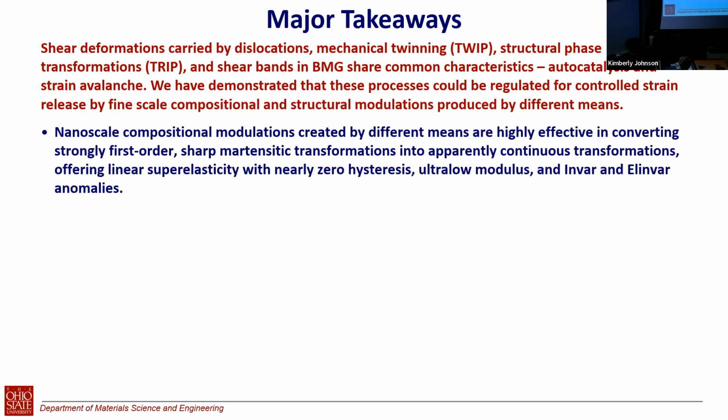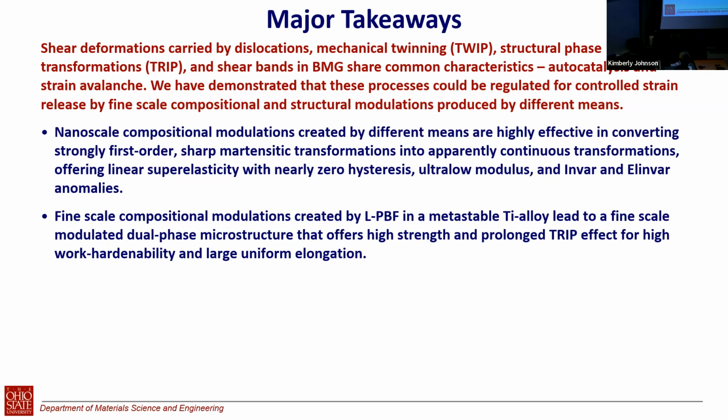What I showed you first is that you can use concentration modulation at the nanometer scale, created by many different means: laser additive, upquench dissolution, spinodal decomposition, or deposition of multilayers followed by annealing. If you get those concentration modulations, it turns out to be very effective at confining the strain release during martensitic transformations, which gives you this linear superelasticity, very low modulus, Invar anomaly, and all those interesting properties.